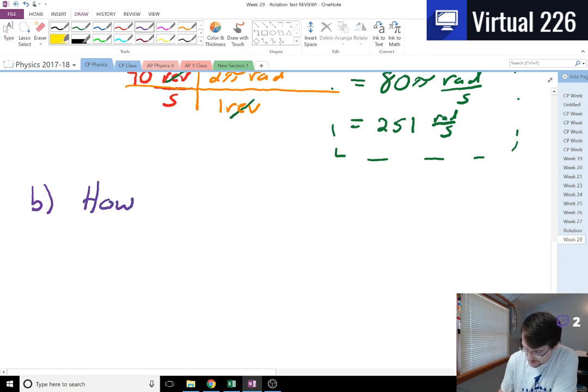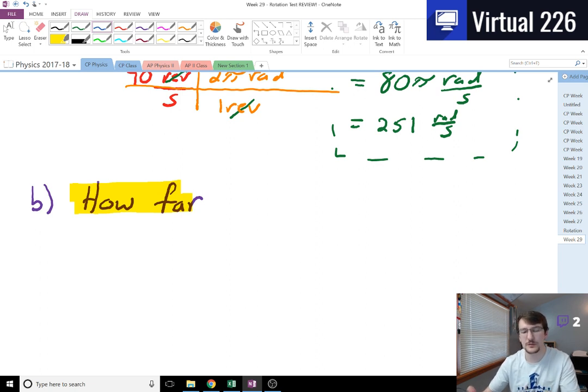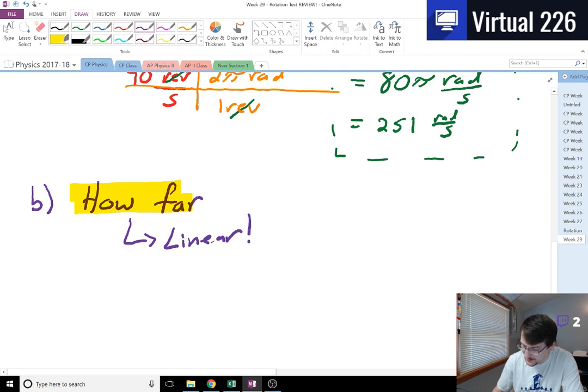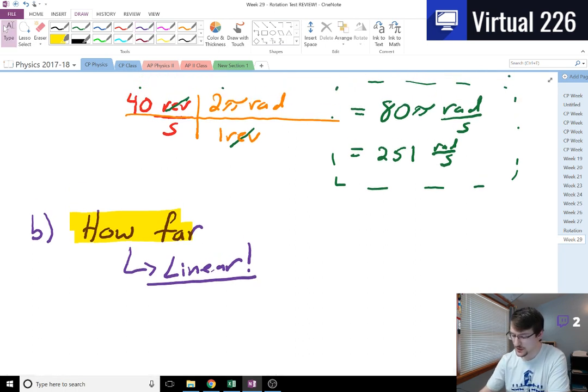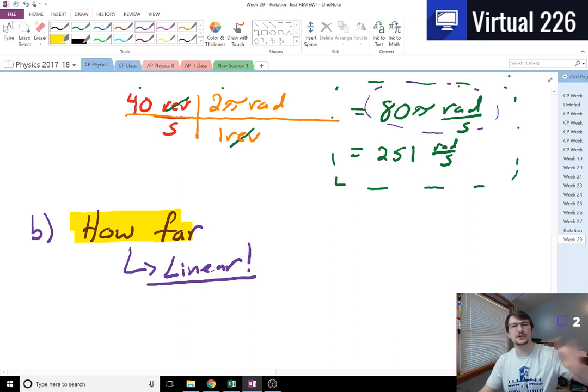Now, I talked about this in class, but these two words right here, how far, are linear quantities. They're linear words, okay? So if someone's saying how far, this is linear, so we need to be very, very careful about that. What we need to do here is either convert our angular velocity into a linear velocity, or get an angular displacement theta and convert that into a linear distance. However you like to do it, we just need to put things into linear quantities.